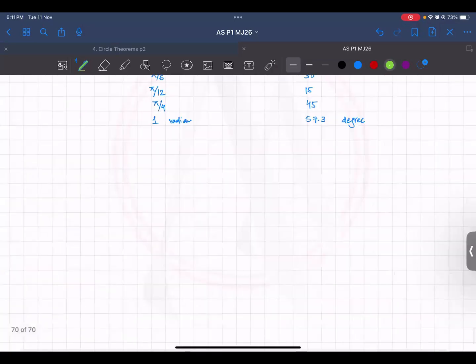Okay, I'm giving you a small question. Find the area and perimeter of the shaded region.